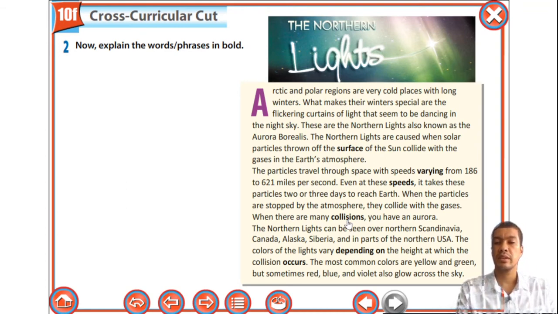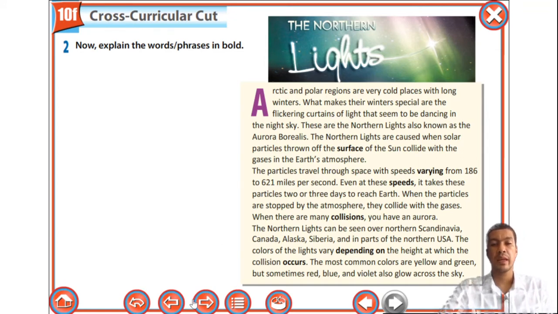The colors of the lights vary depending on the height. So at different heights you have different colors. You are familiar with heights and weight, and the colors of the lights vary depending on the height at which the collision occurs. And another word for occurs is simply happen. Those are all the words in bold, very easy, that I've just explained to you to make sense of this whole passage.